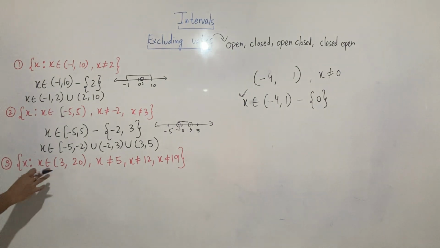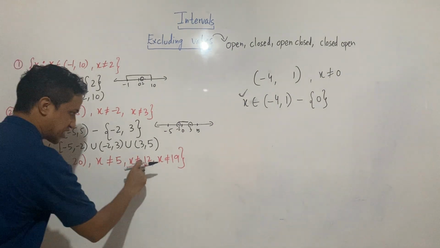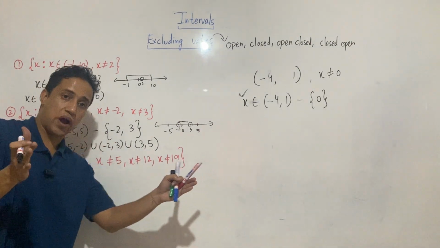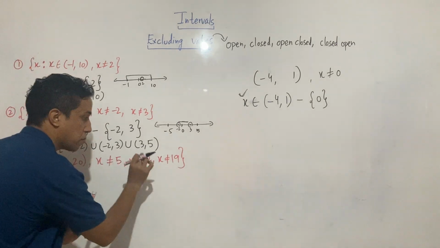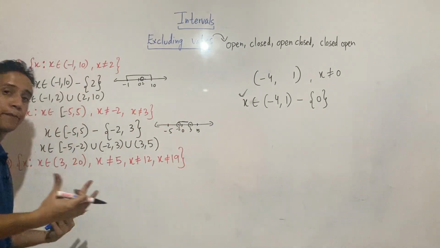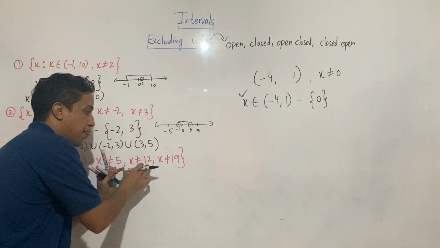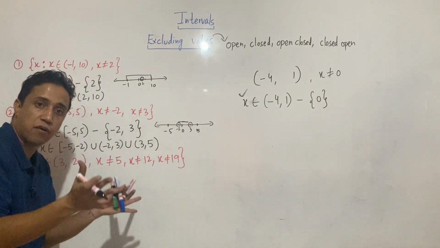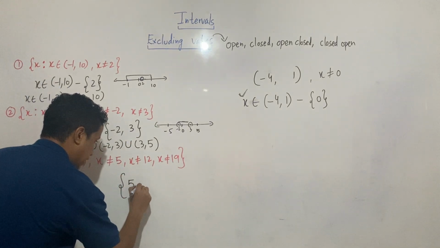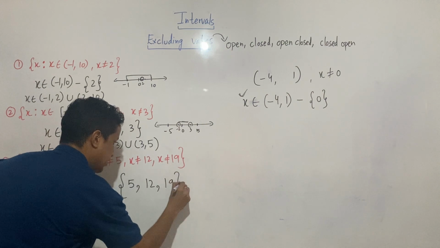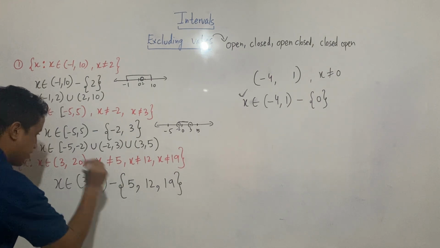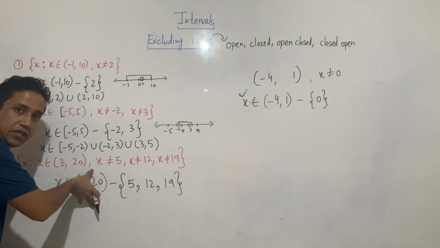Now come to the next one. x belongs to this interval and x cannot take these three values. Now these are not consecutive values, right? They are just particular points or particular values on the number line. So I cannot represent the values that I want to exclude in the form of an interval. Here I have to use the set form: 5, 12, and 19, and x belongs to this interval minus this set. So this is going to be the answer.